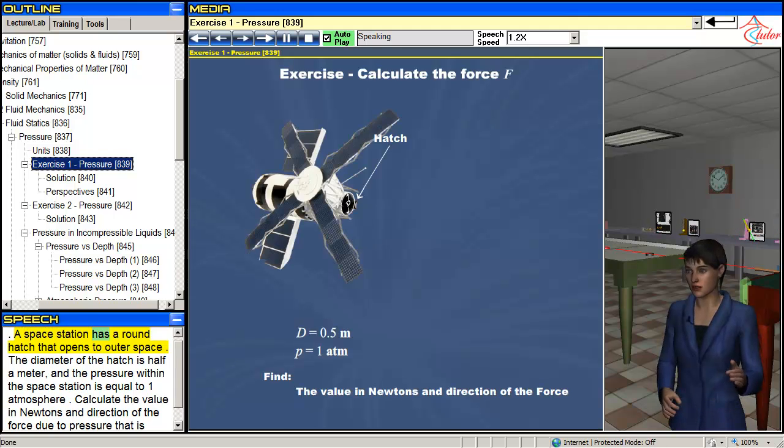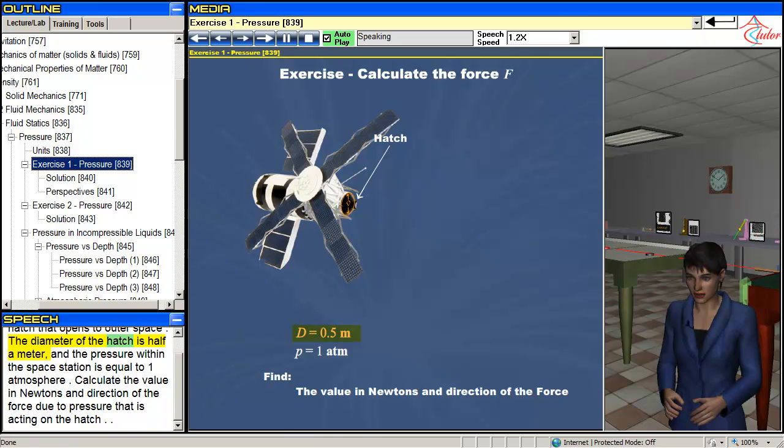A space station has a round hatch that opens to outer space. The diameter of the hatch is half a meter, and the pressure within the space station is equal to 1 atmosphere. Calculate the value in newtons and direction of the force due to pressure that is acting on the hatch.